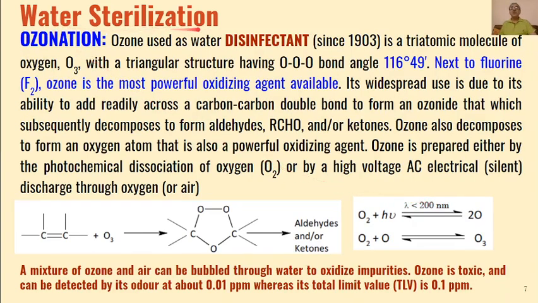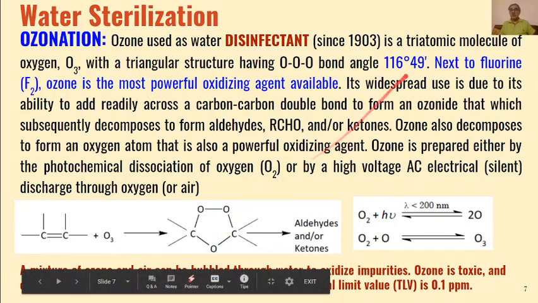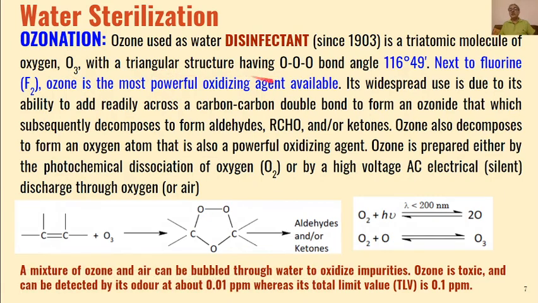Then another method of sterilization is ozonation. This is also commonly used. Ozone has been used as a disinfectant since 1903, and as you know, ozone means O3, and it has a triangular structure with a bond angle of 116 degrees 49 minutes. It is a very powerful oxidizing agent, only next to fluorine. That is the strength of the oxidation which it can cause.